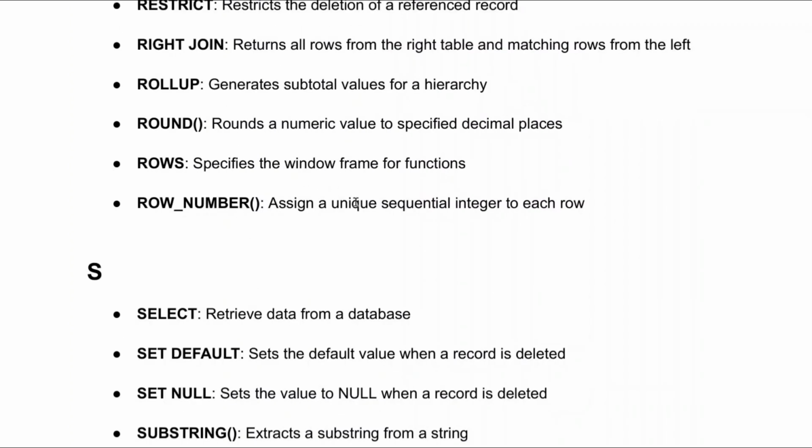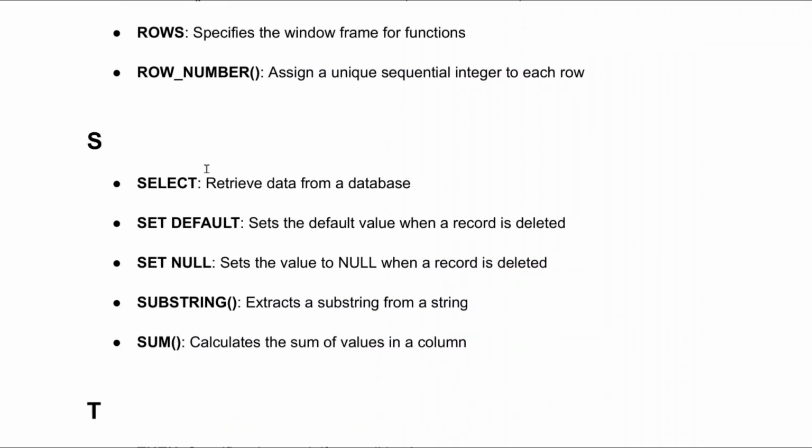Row number assigns a unique sequential integer to each row. Select statement retrieves data from a database. Set default sets the default value when a record is deleted. Set null sets the value to null when a record is deleted.